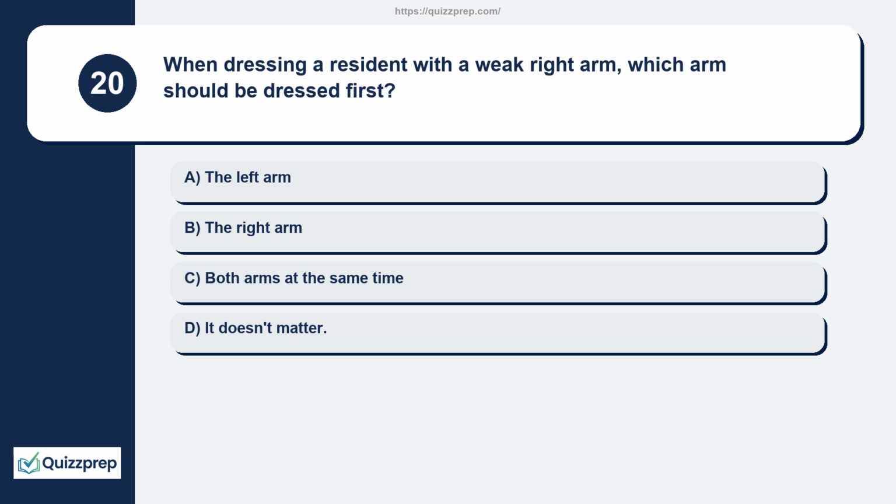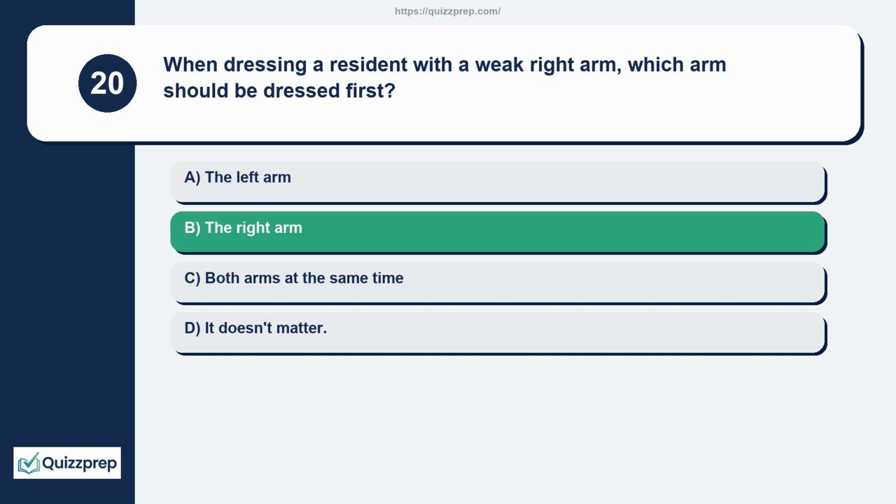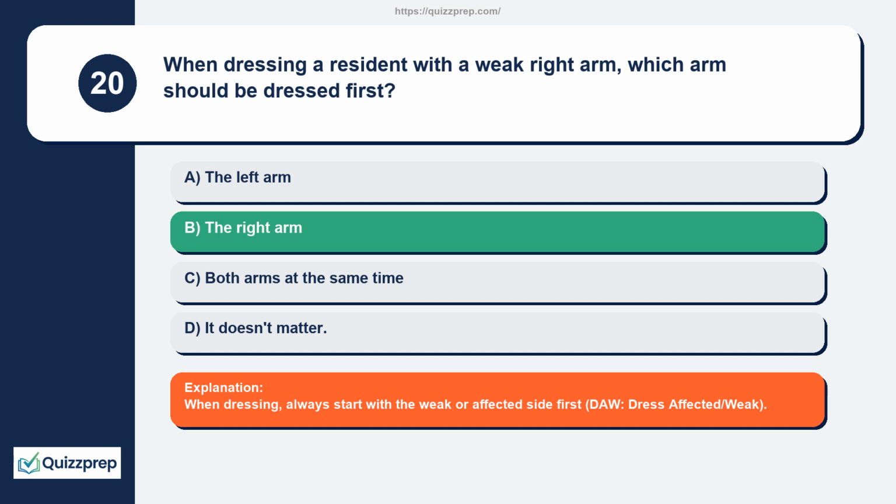Question 20. When dressing a resident with a weak right arm, which arm should be dressed first? The left arm, the right arm, both arms at the same time, it doesn't matter. When dressing, always start with the weak or affected side first.